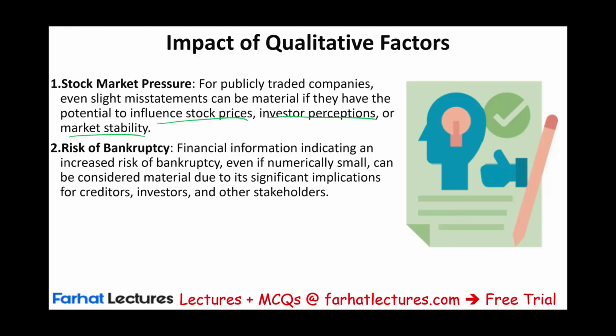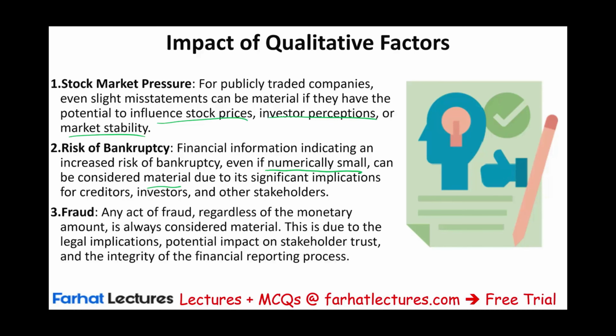Risk of bankruptcy. Financial information indicating an increased risk of bankruptcy, even if numerically small, can be considered material due to its significant implication for creditors, investors, and other stakeholders. What does that mean? It means if the error is not corrected, although it's a small amount, not a large amount compared to any benchmark, it indicates that the company is not doing well, there's a risk of bankruptcy, it becomes a material error. And the last one is any act of fraud, regardless of the monetary amount.